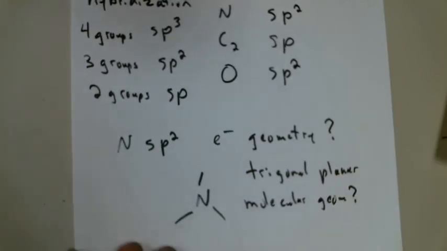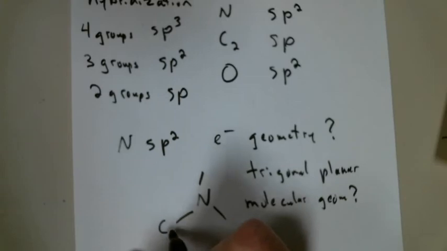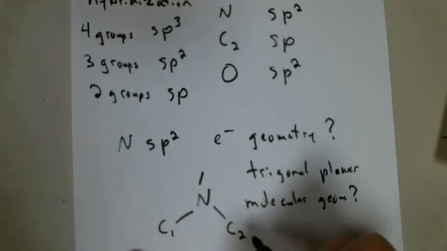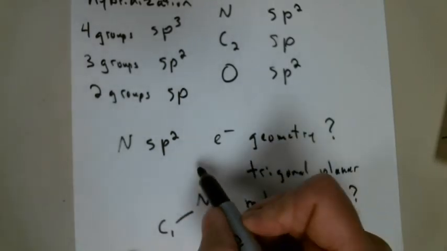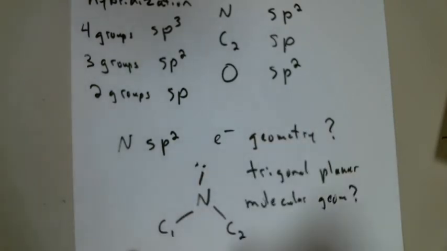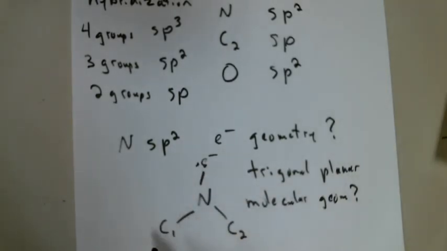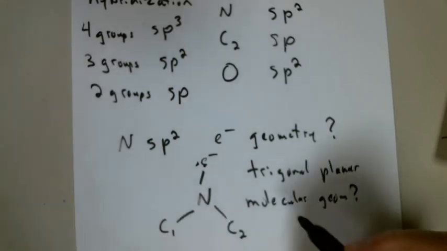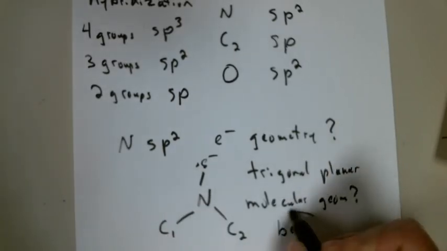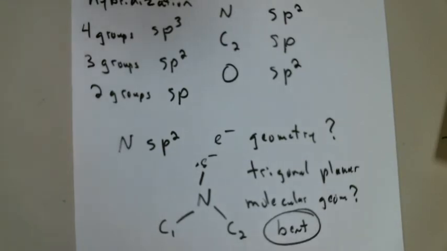On this nitrogen, we've got a carbon, carbon 1. On another one, we've got carbon 2. And then the other one is just a lone pair. It's just got electrons, right? So when we name the molecular geometry, we name the shape of the atoms. It's trigonal planar electron groups, and the lone pair is what makes it that shape, but the molecular geometry is bent.